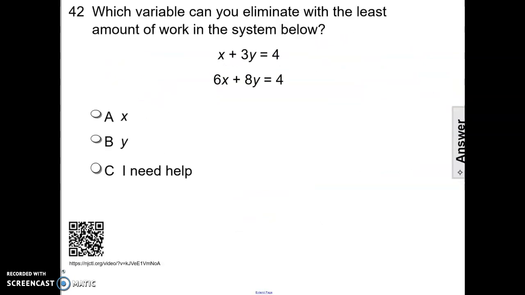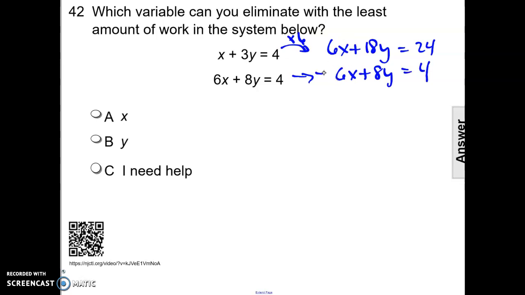And let's look at one more example here. I can turn x into 6. I could eliminate the y's. My least common multiple there would be 24, but the least amount of multiplication is multiplying this one by 6. I would get 6x plus 18y equals 24. I didn't forget that time. 6x plus 8y equals 4.